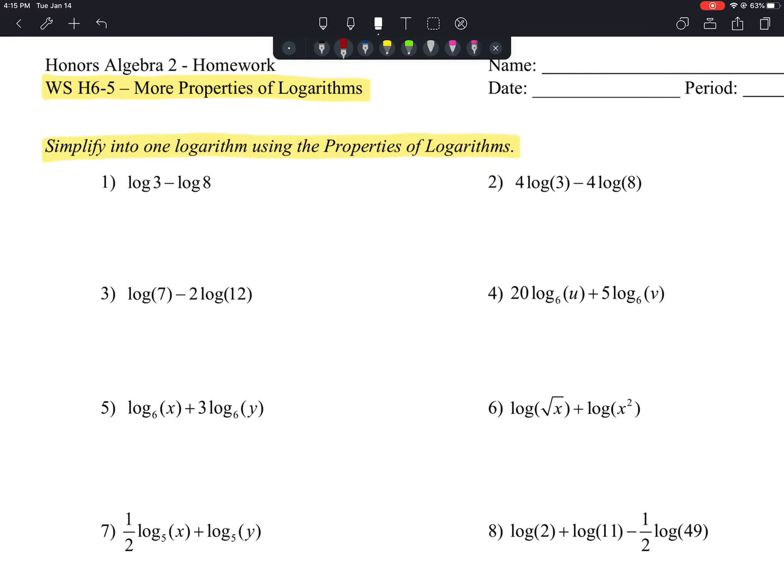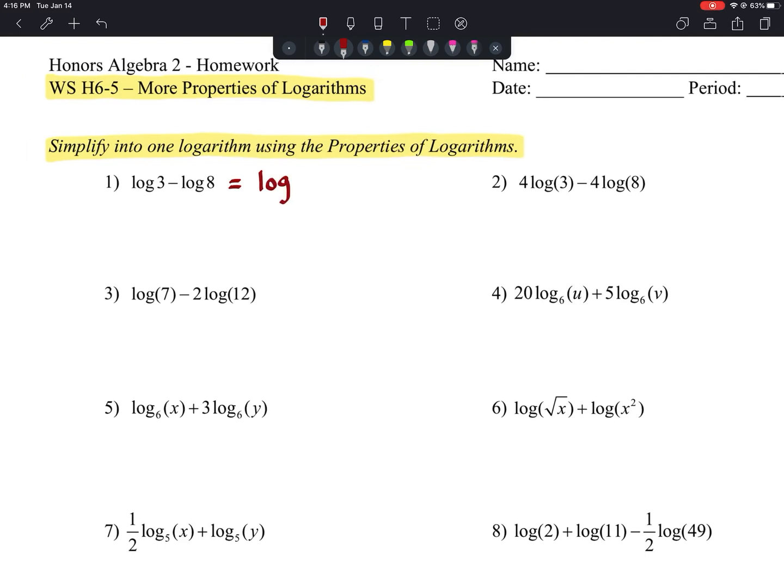So starting out here, number 1, we have log of 3 minus log of 8. So this one's going to use the quotient property of logarithms, which states that if we're subtracting two logs at the same base, we can combine these or rewrite them as a single log. And since we're subtracting the logs, that would mean that we would take the quotient of their values. So it would be the log of 3/8. And that's as far as we need to go there. We're just rewriting these logs as one logarithm statement.